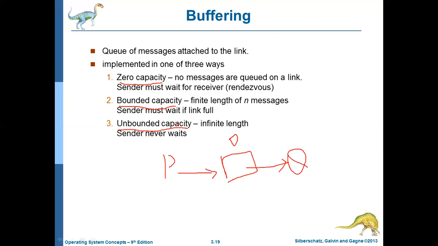So these are the different types of buffers available for implementing the logical communication link establishment between the processes. With this, we have seen how inter-process communication is established via the message passing model.